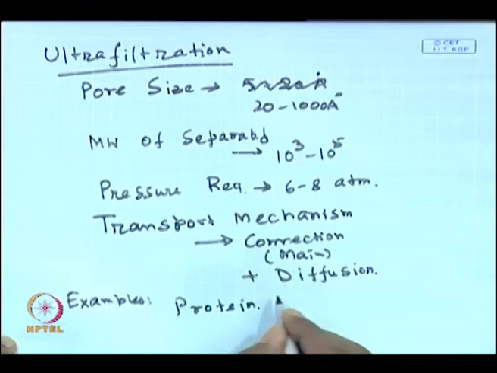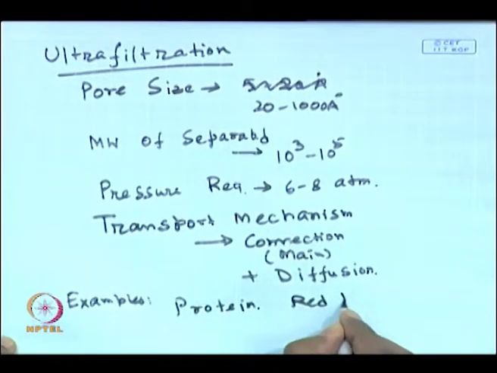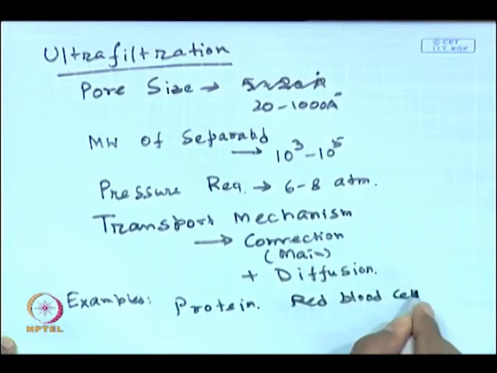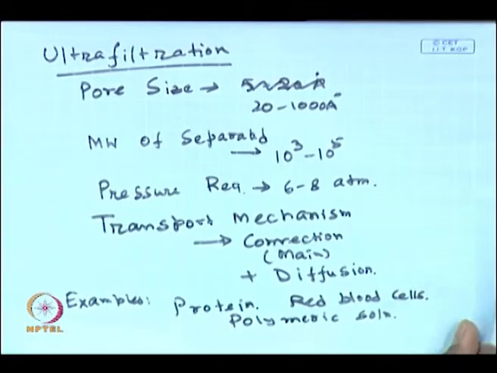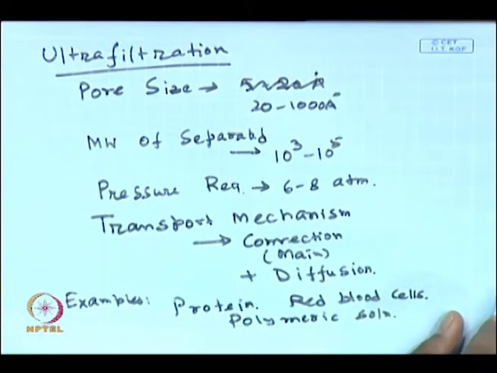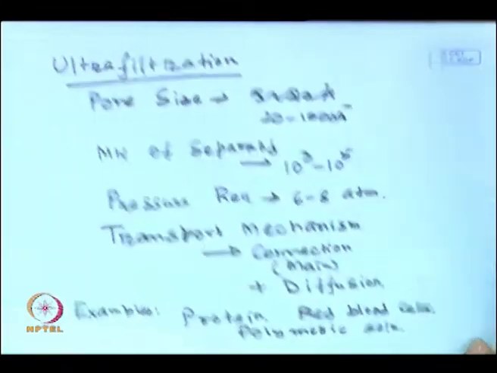So, protein separation, purification and fractionation, red blood cells, and separation and purification of polymeric solutions can be done under the ultrafiltration process. Now, out of all these processes, ultrafiltration and microfiltration are widely used. Now, we will go to the next process, that is the microfiltration process.